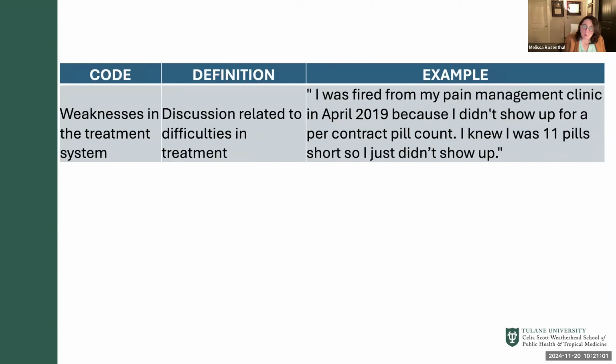And we also looked broadly at weaknesses in the existing treatment system. Any sort of discussion related to difficulties in treatment was included in this category. This responder writes that they were fired from their pain management clinic in April 2019 because they didn't show up for their per contract pill count. So they knew that they were 11 pills short and just didn't show up. So issues in regulations, issues of policies that make it difficult for individuals to comply with treatment and with provider oversight hamper the effectiveness of these treatments themselves.